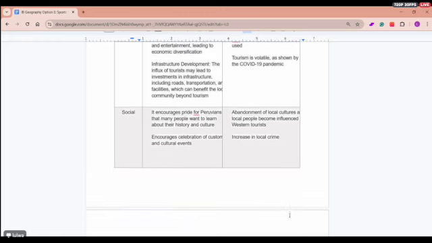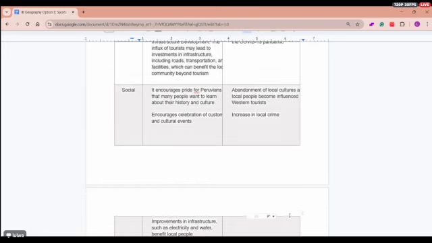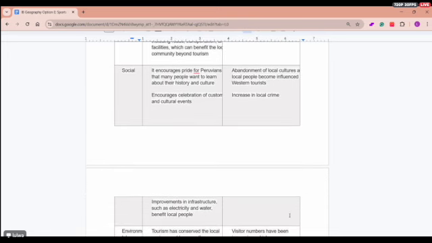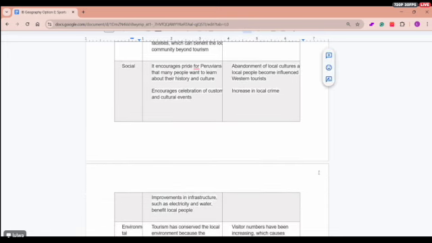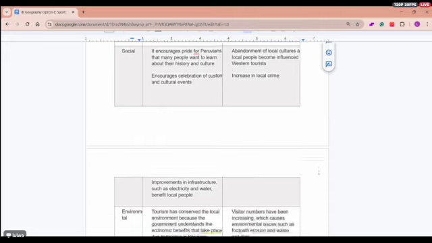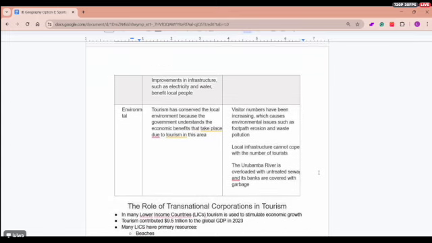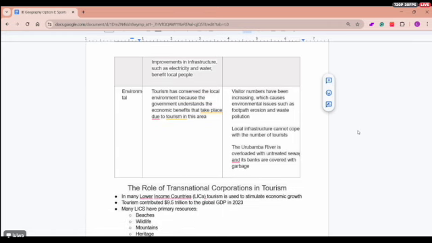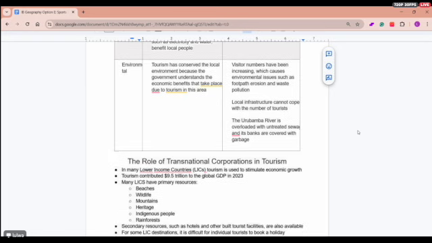And socially, it encourages pride for Peruvians and encourages celebration of cultural events. However, you also have abandonment of local cultures as local people become influenced by Western tourists, and you have an increase in local crime. Environmentally, tourism has conserved the local environment because of the government. However, visitor numbers have been increasing, which causes environmental issues such as footpath erosion and waste pollution.